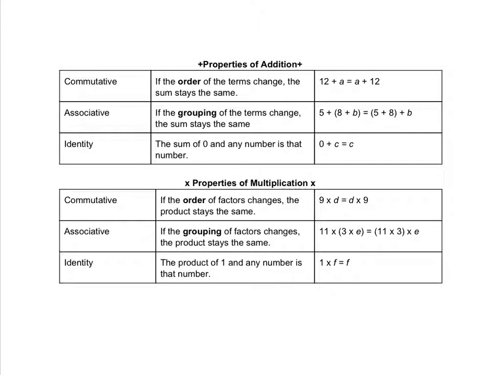Associative property. If the grouping of the factors changes, the product stays the same. Now that is if all of them are multiplication, like they are here, 11 times 3 times e. So I can move those parentheses around and it won't change it. If I do 11 times 3 first and then multiply it by e, that is the same as this expression here. So this is an equivalent expression to this expression. The last one for identity, for multiplication, in order to have the same answer, to multiply, you have to multiply it by 1. The product of 1 and any number is still that number. So 1 times f is just f.